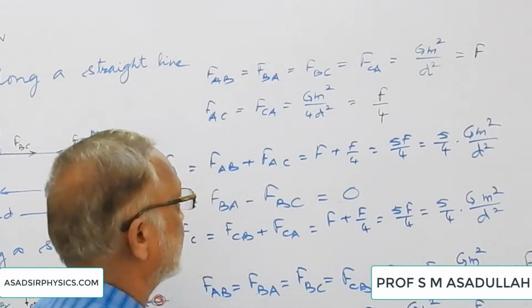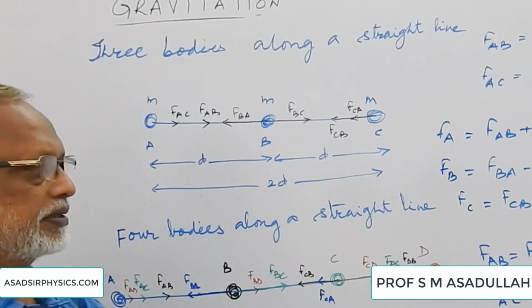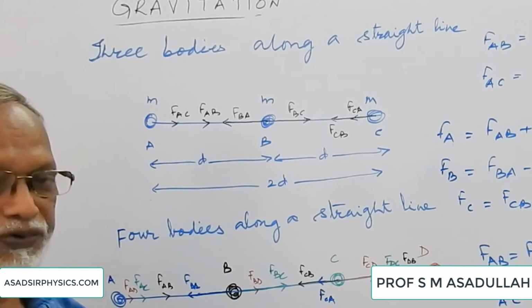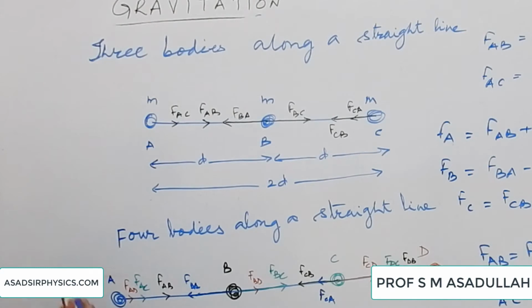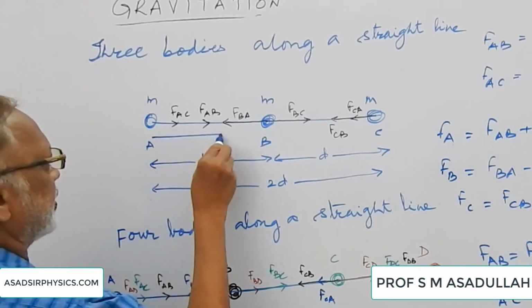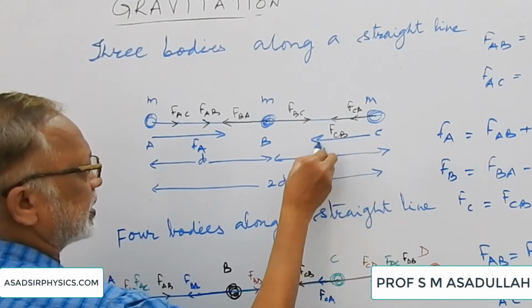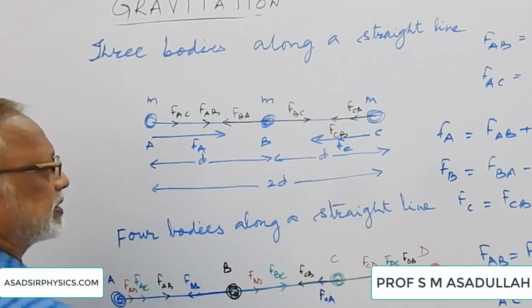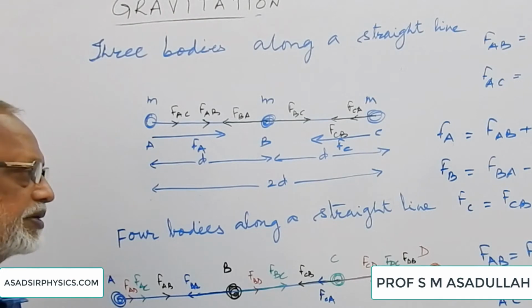So you can see that in this combination, A and C are experiencing equal forces but in opposite directions. Force on A, if FA is like this, force on C, FC will be like this. Each is equal to 5 by 4 G m square by d square. On B, the resultant force is 0.